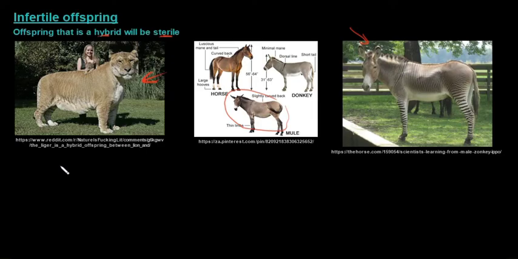Now, this should not have happened because of the chromosomes being so different. So this is quite a rare occurrence, and there were quite a lot of studies done on this specific zonkey. I think it's in a zoo in Italy. It was a male zebra that jumped his fence and got lucky with a female donkey.